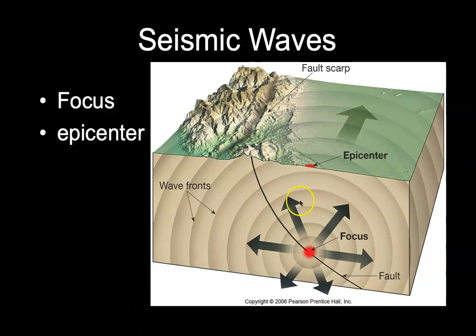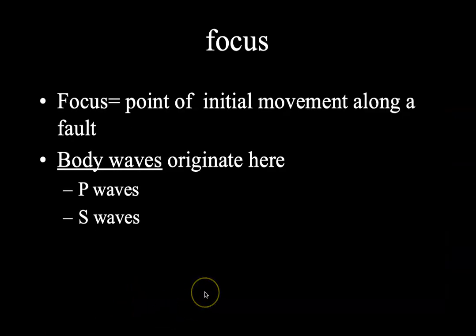This black line here represents the fault. The focus is where the movement occurs, and the body waves fall into two categories. P waves, P stands for primary, as in first, and S waves, S stands for secondary, as in second. The primary waves arrive first, and the S waves, which are slower, arrive second.